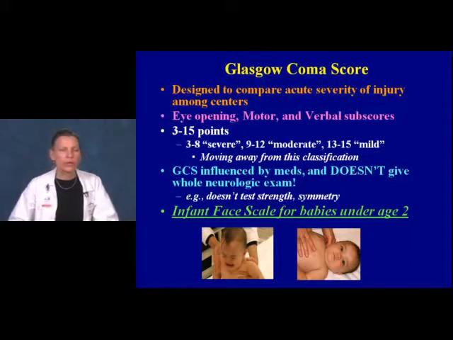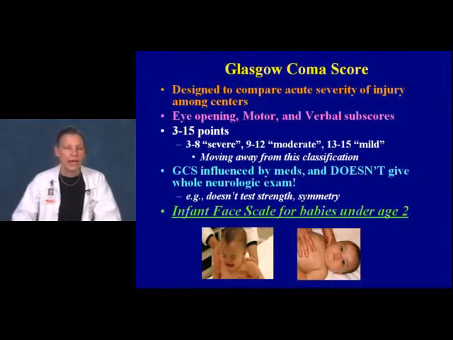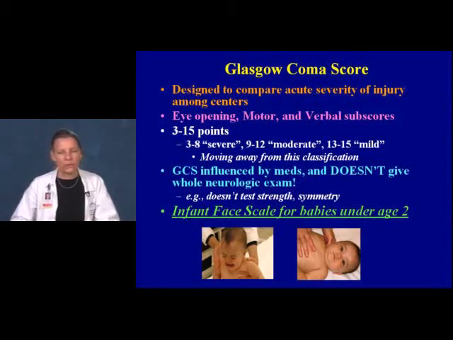The reason that we're moving away from this classification is that the Glasgow Coma score is not the whole story. It's influenced by medications, often as part of pre-hospital care, and it also doesn't give the entire neurologic exam. For example, you can be completely paralyzed on one side of the body or in the legs or from the neck down and have a perfectly normal Glasgow Coma score. So it doesn't really tell you about the strength of a patient, the symmetry of the exam, and other really critical features. So it's insufficient to really describe a patient and often influenced by pre-hospital care.